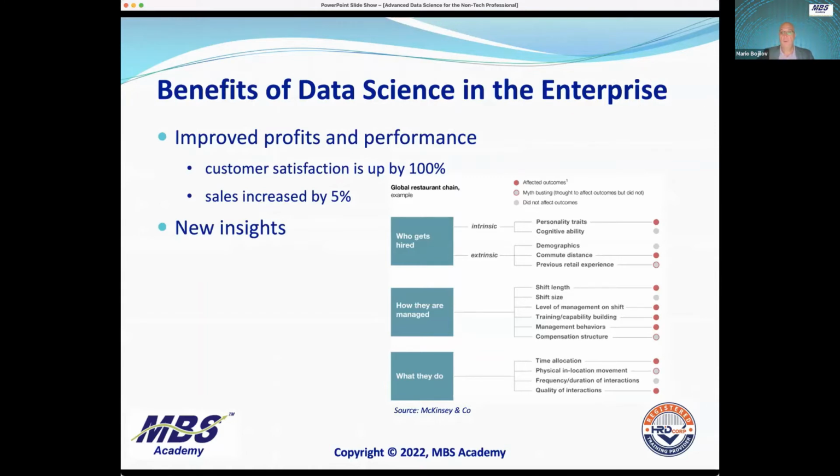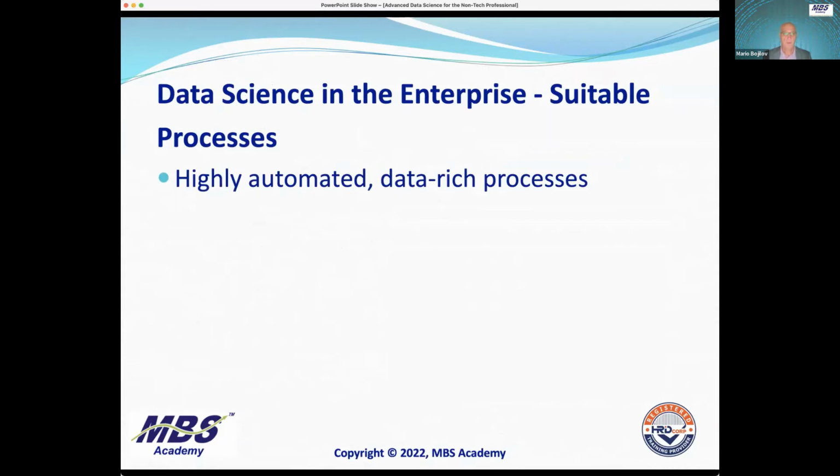Because if you look at one of the other affected outcomes, somewhere in the middle, training and capability building. So it turns out that training is much more important than how much you pay people, to put it simply. So this is just an example, in relation to managing staff within a specific environment, showing how data science actually contributes increased profits and performance and new insights on what we need to do. And this is just a very small example, but basically the same thing applies to pretty much any part of the enterprise. So how can we do data science?